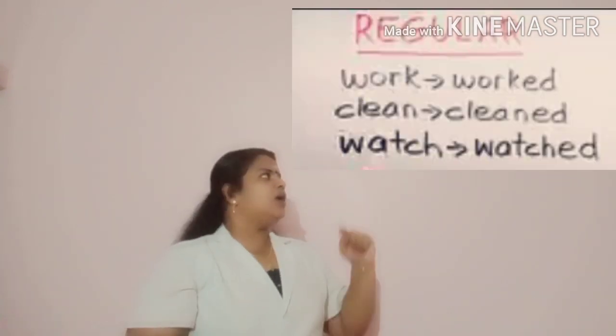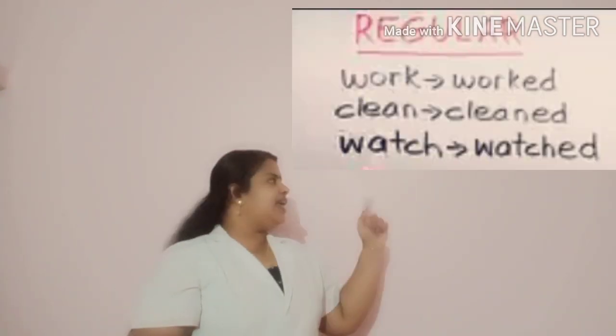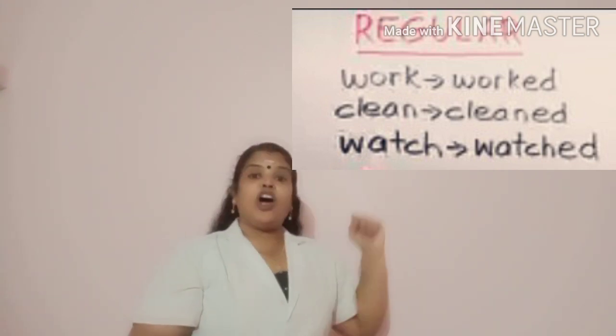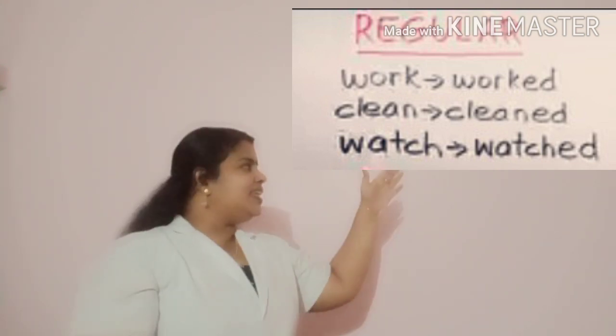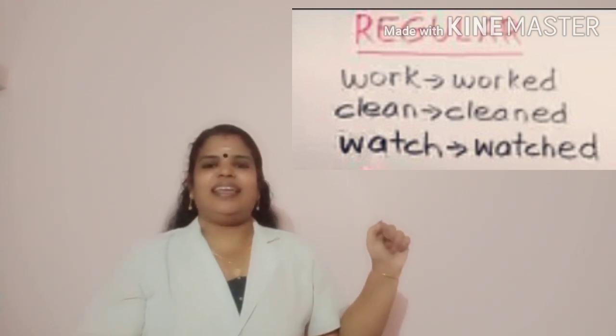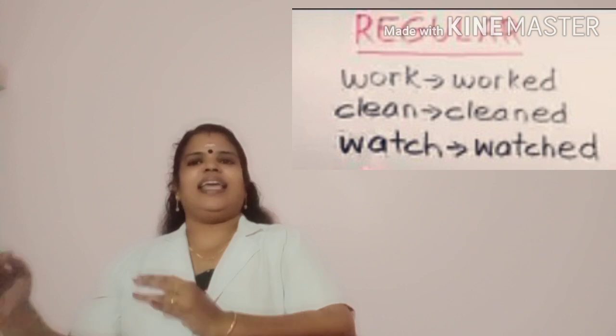The verb ends with ed or d. For example, work, worked. Clean, cleaned. Watch, watched. All these words end with what? Ed. At the end, they have ed or d. Got it?